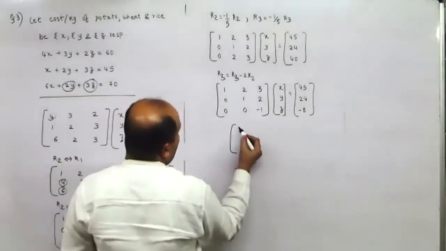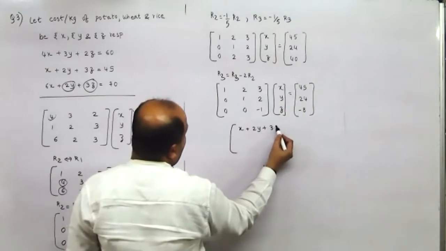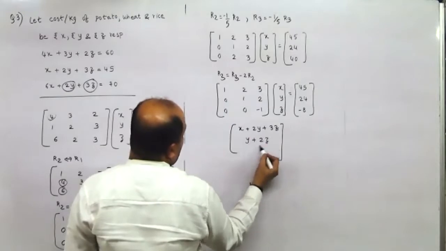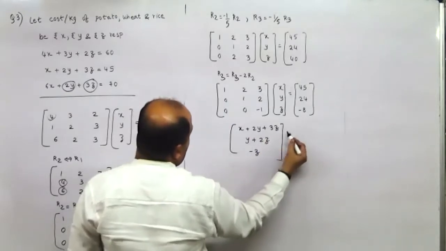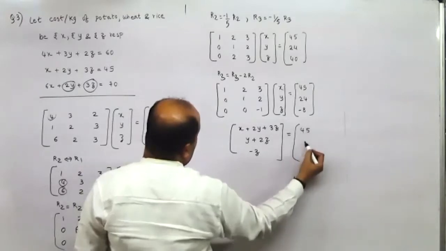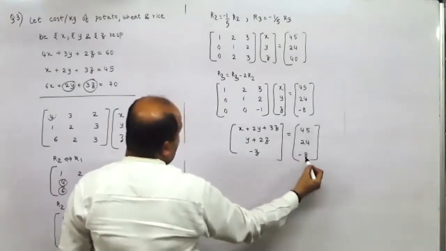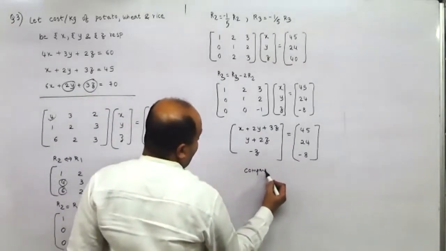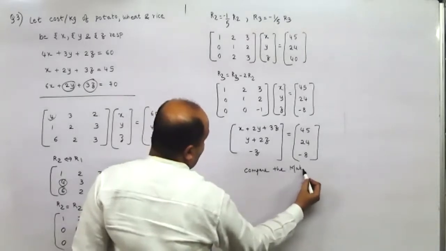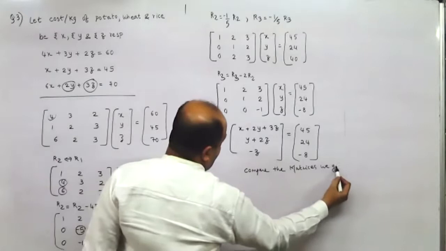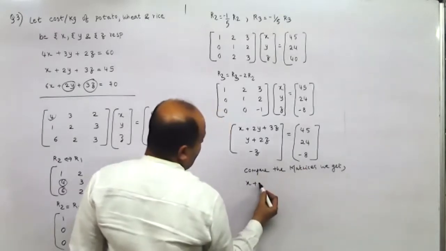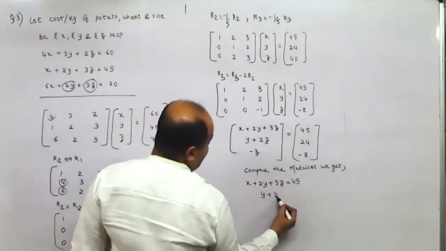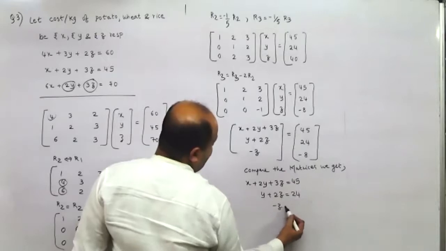So multiplied, you get x plus 2y plus 3z. You will get here y plus 2z. You will get here minus z, equal to 45, 24 and minus 8. When you compare the two, what do you get? x plus 2y plus 3z equal to 45, y plus 2z equal to 24, minus z equal to minus 8.